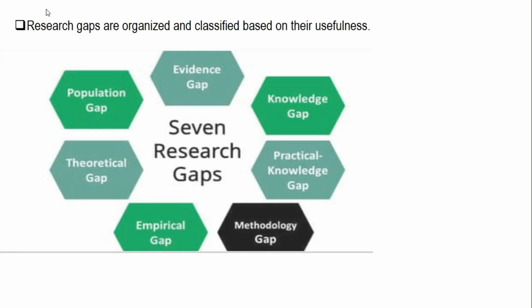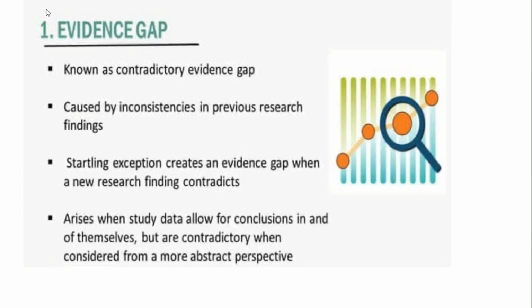So, looking into the 7 gaps of research, the research gaps are organized and classified based on their usefulness. The first one is evidence, then knowledge, practical knowledge, methodology, empirical, theoretical, and the last one, which is population gap. Now, focusing on the evidence gap, it is known as the contradictory evidence gap. Contradictory simply means mutually opposed or inconsistent. So it is caused by inconsistencies in previous research findings.